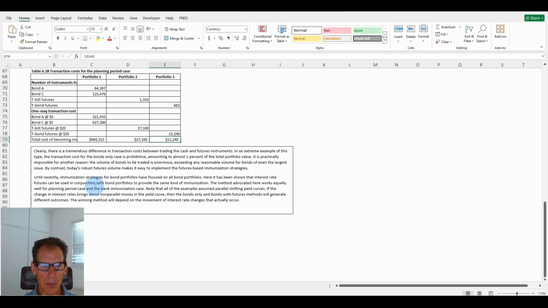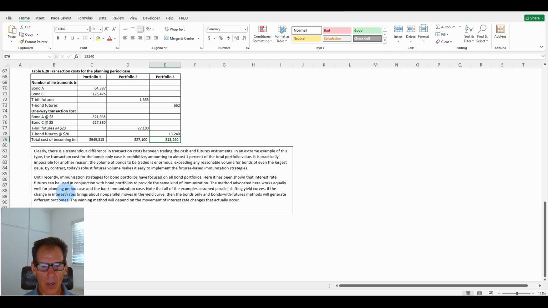Until recently, immunization strategies for bond portfolios have focused on all-bond portfolios. Here, it has been shown that interest rate futures can be used in conjunction with bond portfolios to provide the same kind of immunization. The method advocated here works equally well for the planning period case and the bank immunization case.